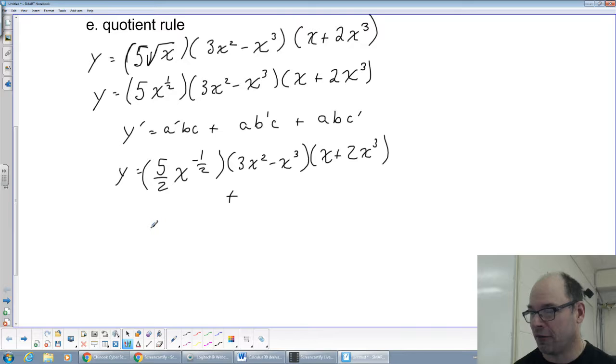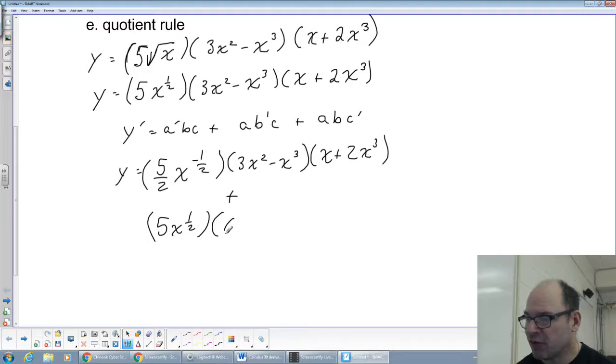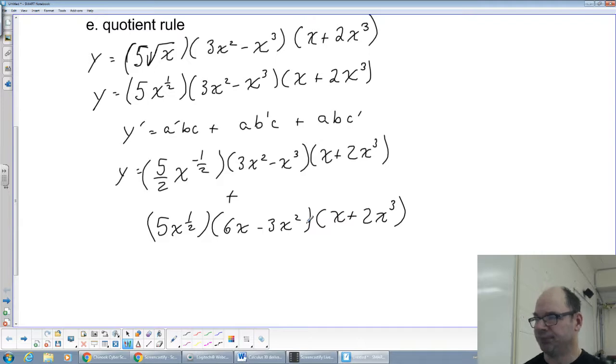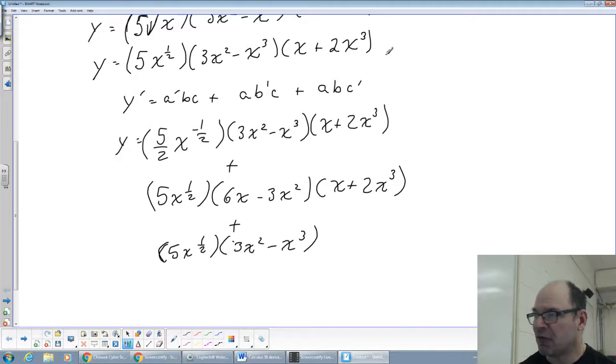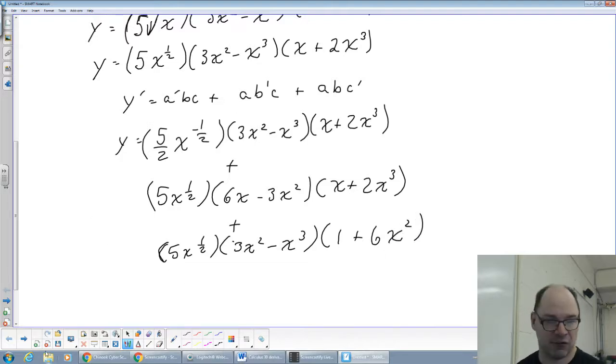Plus, I'm going to just do one underneath the other. Then we've got A, 5x to the power of 1/2, times B. The derivative of B is 6x minus 3x squared, times x plus 2x cubed for C. Plus, everything here is going to be the same: 5x to the power of 1/2 times the second one, 3x squared minus x cubed, times the derivative of this last one, which would be 1 plus 6x squared. So there's our triple derivative one there.